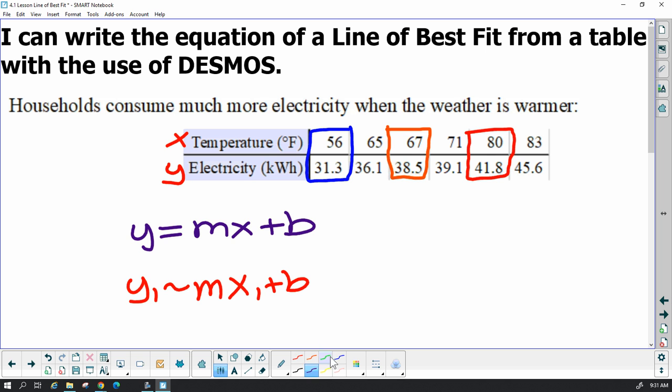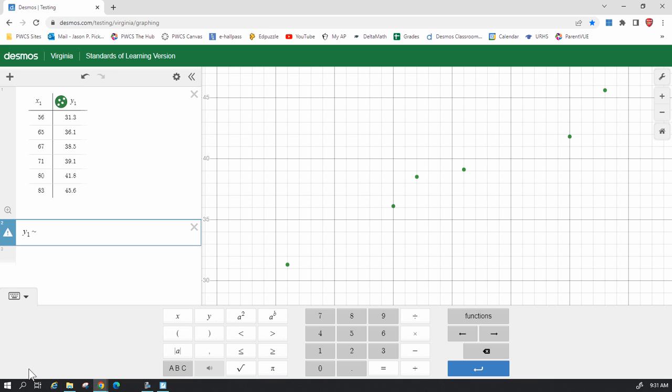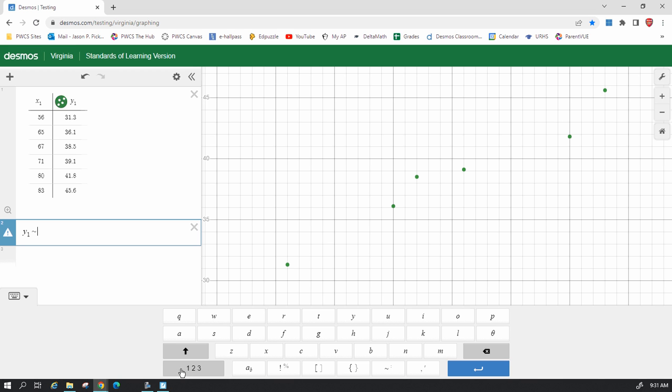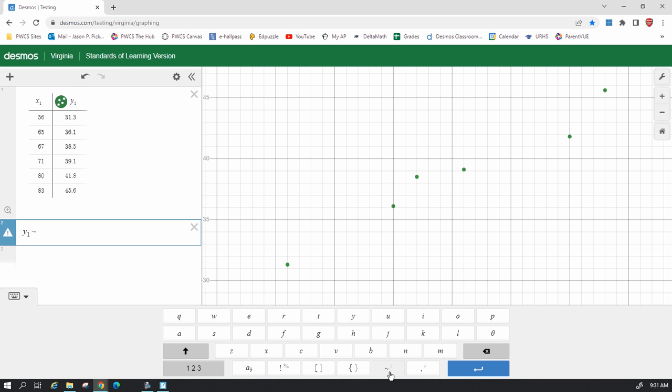The squiggly in math means approximately. And I said that in this scatter plot, these points are not in a perfectly straight line. So we want a line that approximately represents these. So we used a little squiggly. If you can't find the squiggly on your keyboard, I don't believe we have it. If you click the ABC, the squiggly is down here, so you can use it there. If you want help finding it, I can help you.